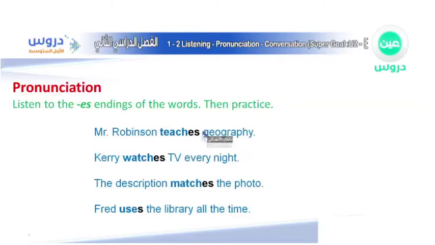How many syllables do we have? Can you tell me? Teaches. How many syllables? Okay. Teaches. What do you think? T, the first one, and the second one, chiz. So we have 2 syllables, isn't it? Yes, very nice. It is 2. Excellent, Yazid. So when we say the word without es, we say teach, 1 syllable. But when we put es, it should be 2 syllables. Teaches. So it seems longer. Now it's longer with es. Excellent, very nice. So teaches, watches, matches, uses.